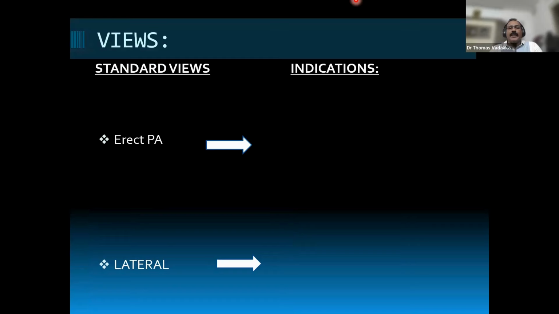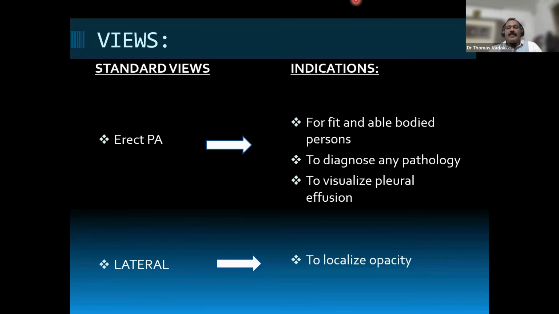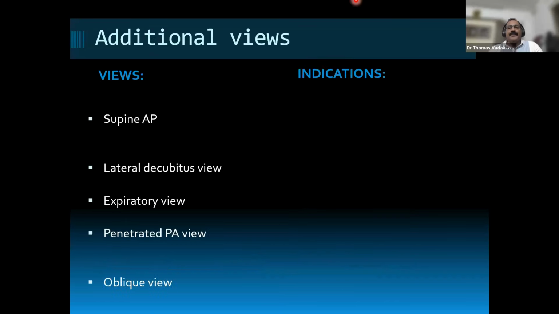Now we have standard views like the erect PA view, which is the best one to visualize the lung. This is, of course, done for a fit patient who can do it. It can diagnose most of the pathology in the lung and chest wall, and also visualize the pleural effusion. While the lateral view is a fantastic investigation, which is underutilized in the scenario where CT scans are available. But remember that in resource limited settings, the lateral view gives a good idea about where the lesion is and the characteristics of the lesion, and helps to localize it.